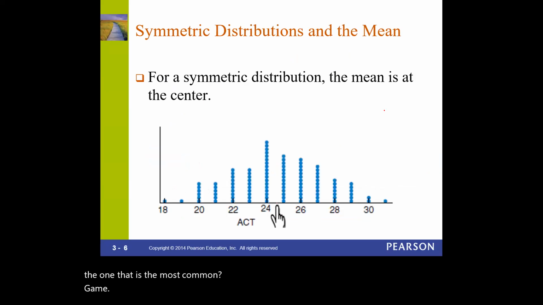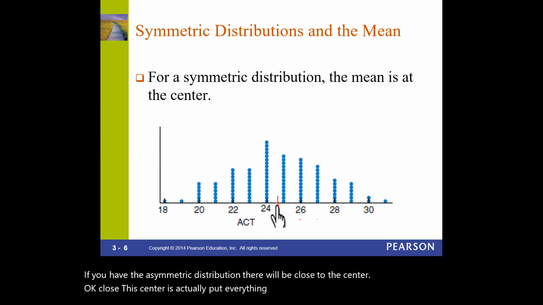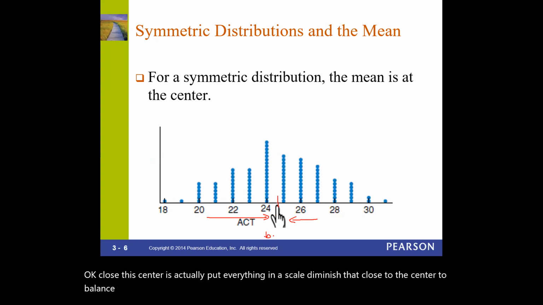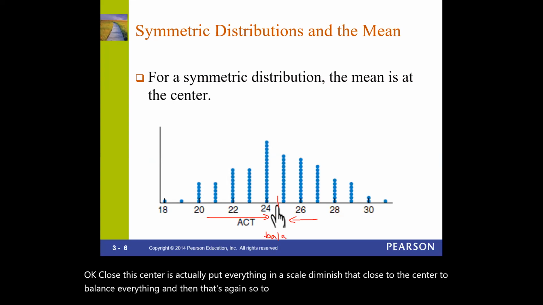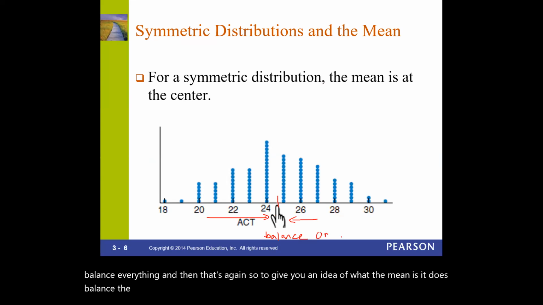If you have a symmetric distribution, the mean will be close to the center. It's like you put everything on a scale. The mean is close to the center to balance everything. So to give you an idea of what a mean is, it does balance the entire thing on a scale.